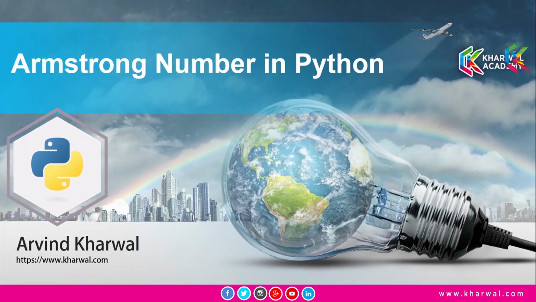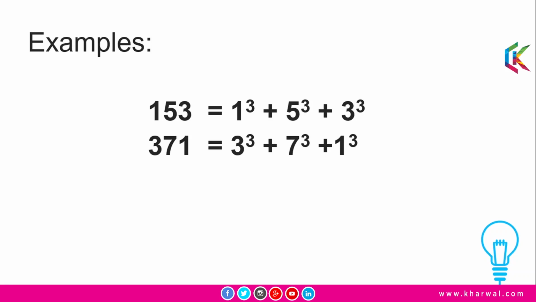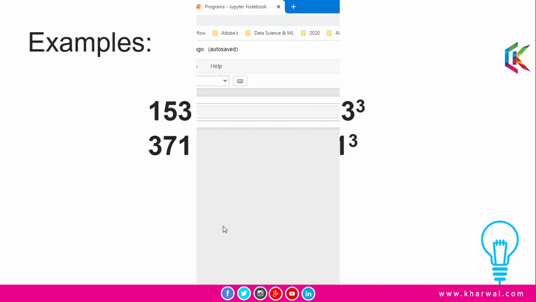In this session, we are going to check whether the given number is an Armstrong number or not. So let's take an example of Armstrong number. If the sum of cubes of each digit is equal to that number, then the number is called an Armstrong number. So guys, now let me open up the Jupyter notebook where I will show you the implementation of Armstrong number.